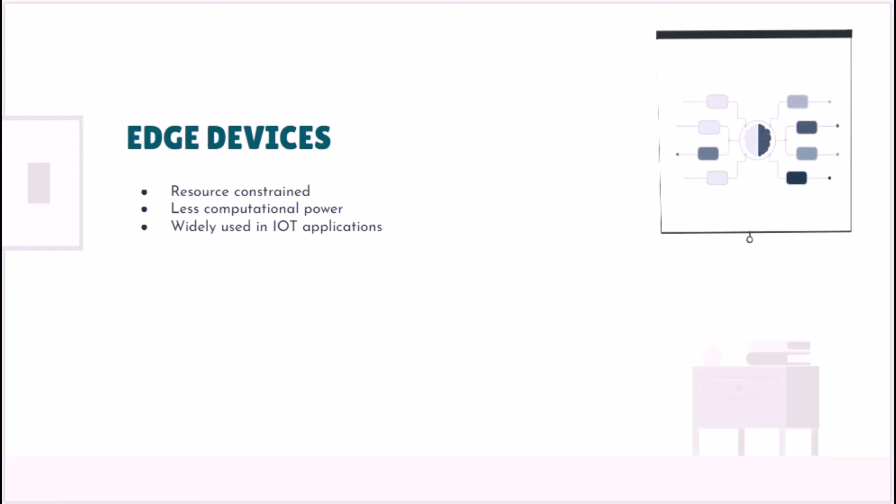So on the one hand, we have really useful convolutional neural networks which are computationally expensive, and on the other side we have widely used resource-constrained devices like Raspberry Pi devices. So how can we use them together? That's the issue we are trying to solve here.